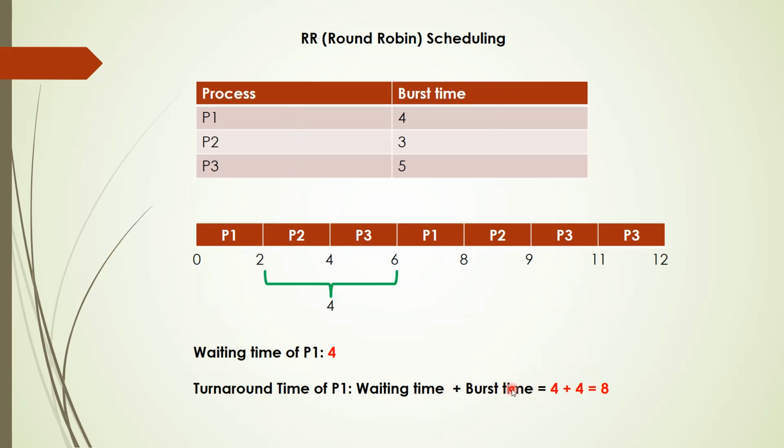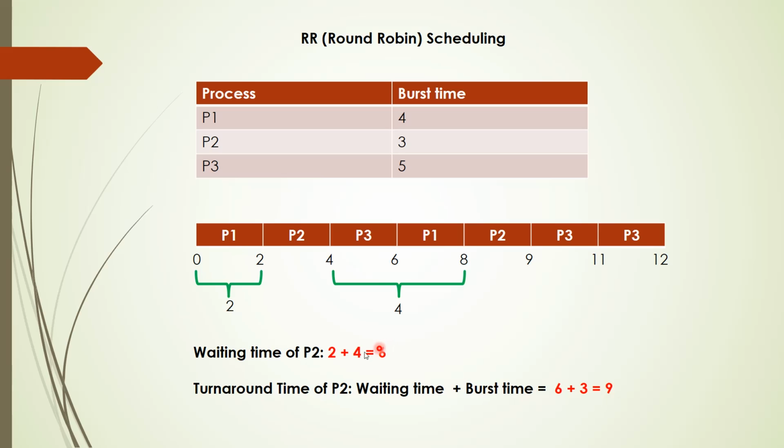Now let us calculate the waiting time. If we look at the example, the burst time of P1 is 4. To calculate the waiting time, we see that P1 executed from 0 to 2 and 6 till 8, and 2 to 6 is the waiting time for P1. So the waiting time for P1 is 4. The turnaround time of P1 is waiting time plus burst time. The burst time is 4 and the waiting time we just calculated is 4, so 4 plus 4 is 8.